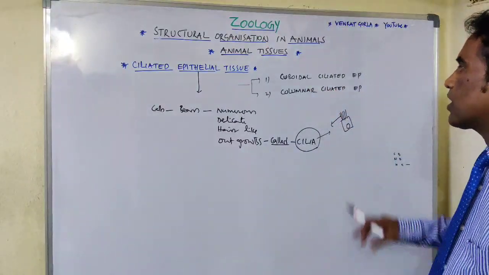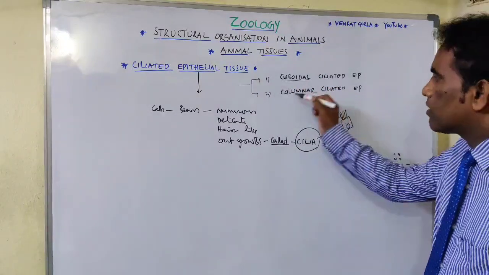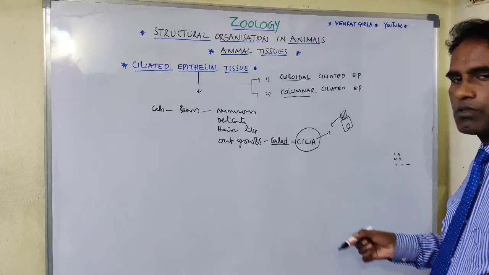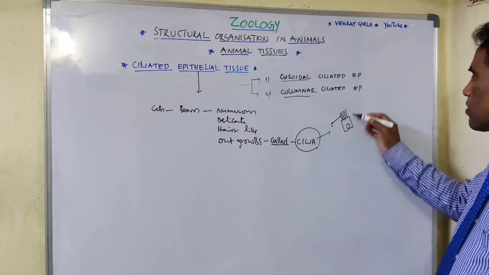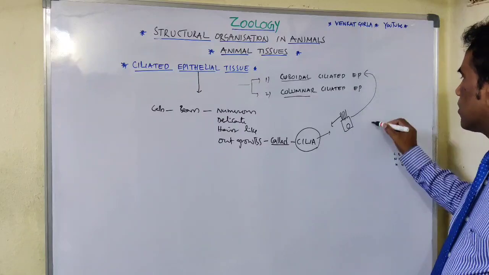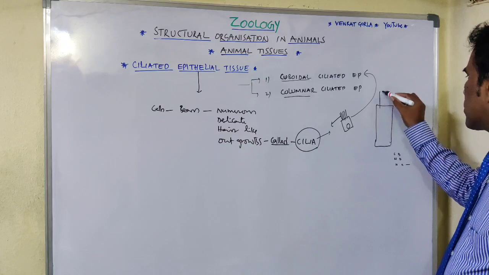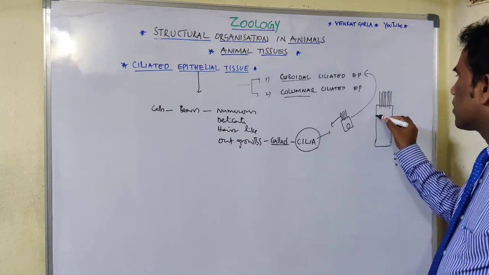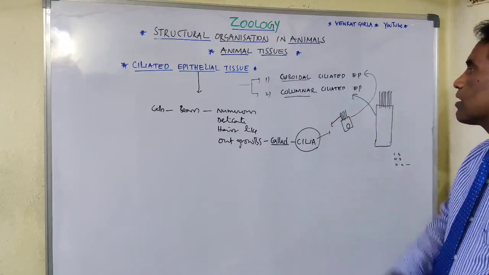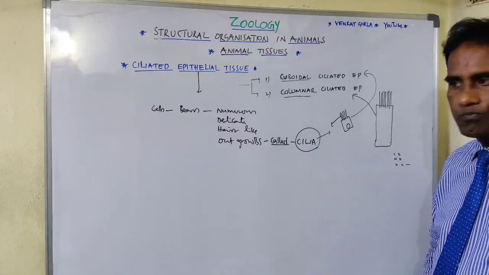On the basis of the shape of the cells, there are two types: cuboidal ciliated and columnar ciliated. If the cells are cube-like in shape, it is called cuboidal epithelial tissue. If the cells are long and cylindrical, it is called columnar ciliated epithelial tissue.